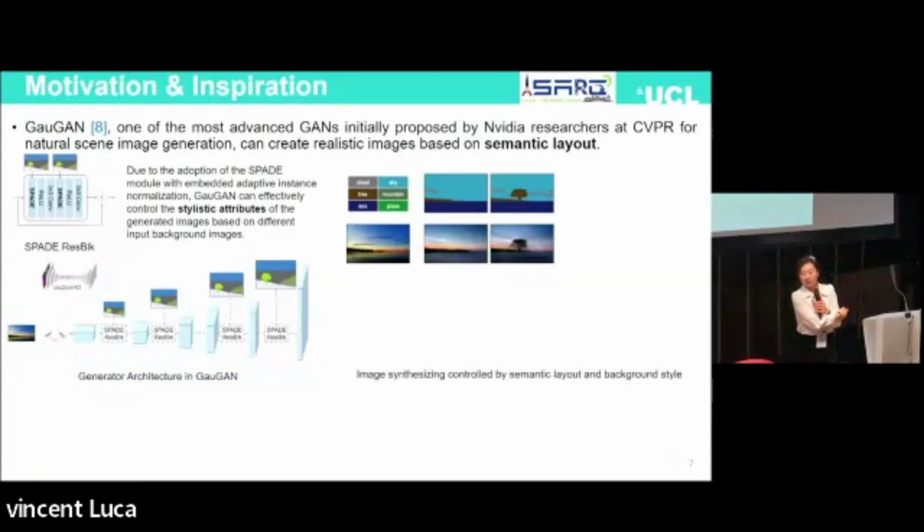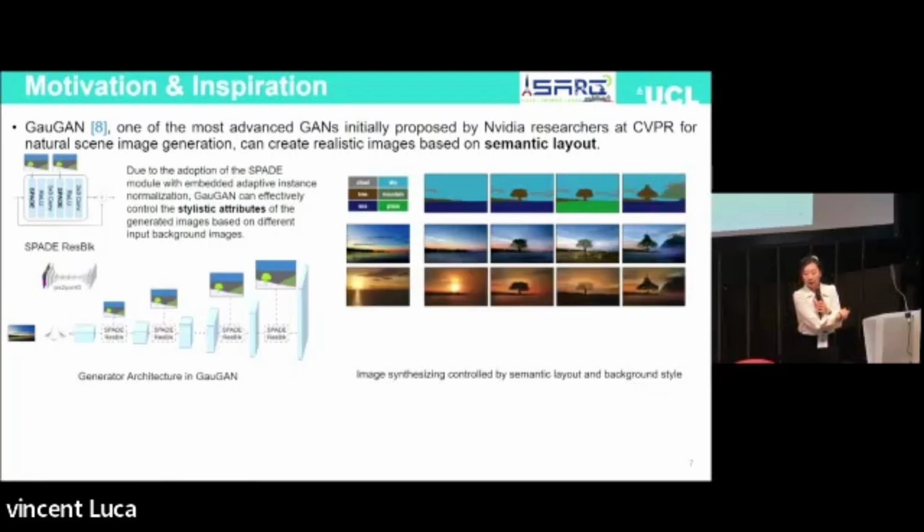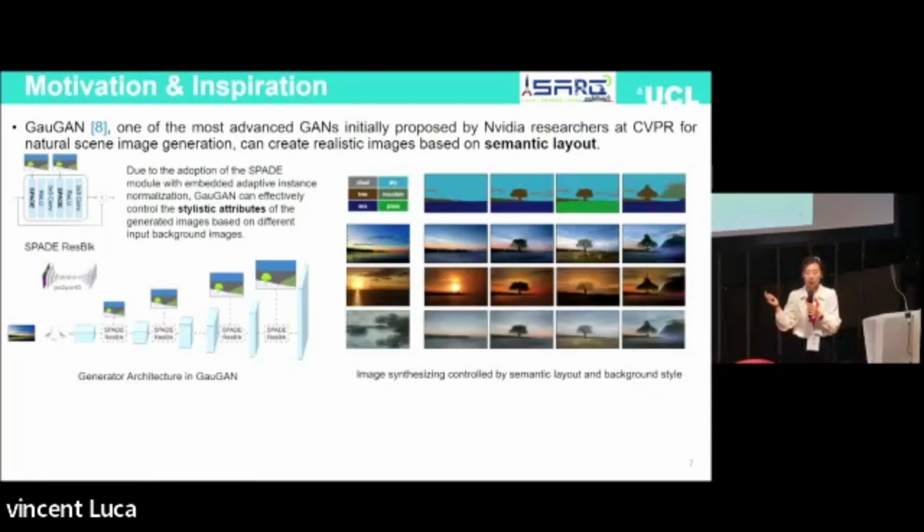Based on the semantic layout, it can automatically generate new images in different scenes. And we can also input different background information, so it can automatically generate images with the semantic layout we want. It has another advantage: the semantic layout we input is already labeled. So after we generate these datasets, all the data is already labeled.